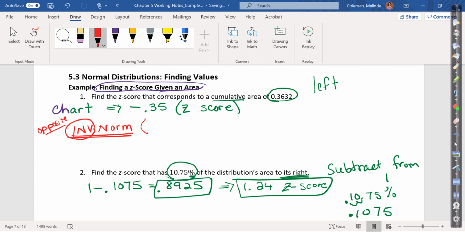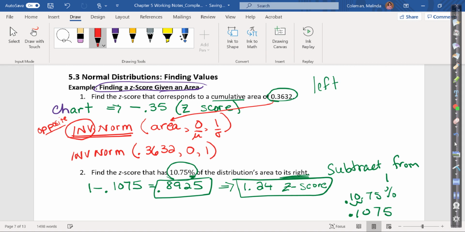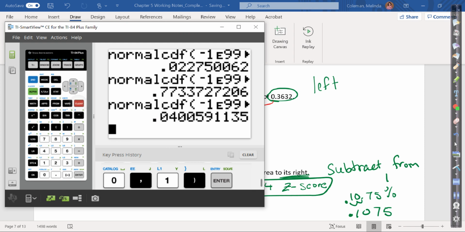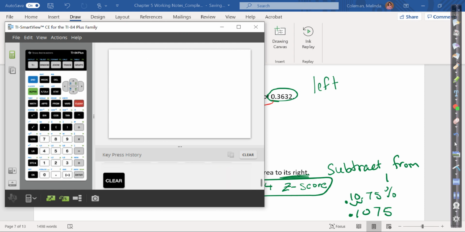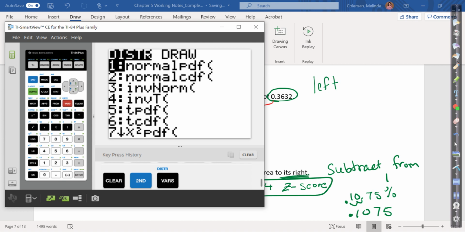This time we're going to type in the area that we're looking for. Again, mean of 0, standard deviation is still 1. So I'll have inverse norm, 3, 6, 3, 2, comma, 0, comma, 1. So on my calculator, the inverse normal is also still a distribution. So second vars. Number 3 is the inverse norm.